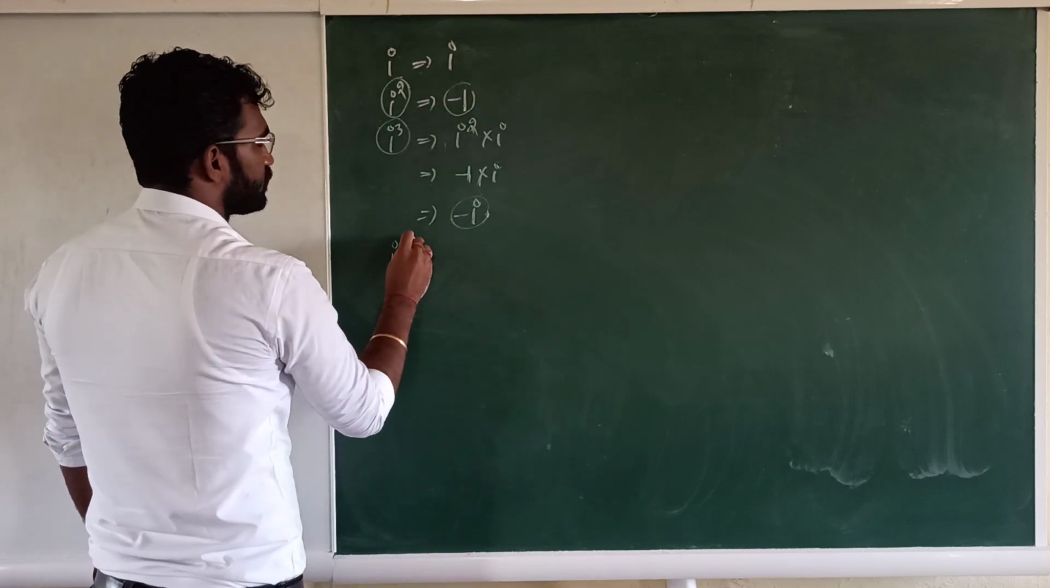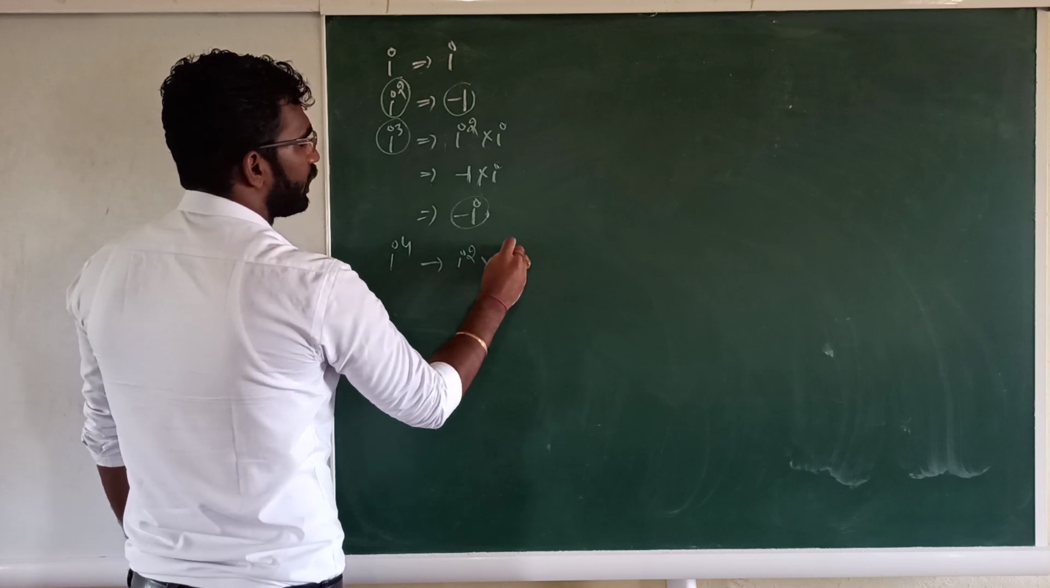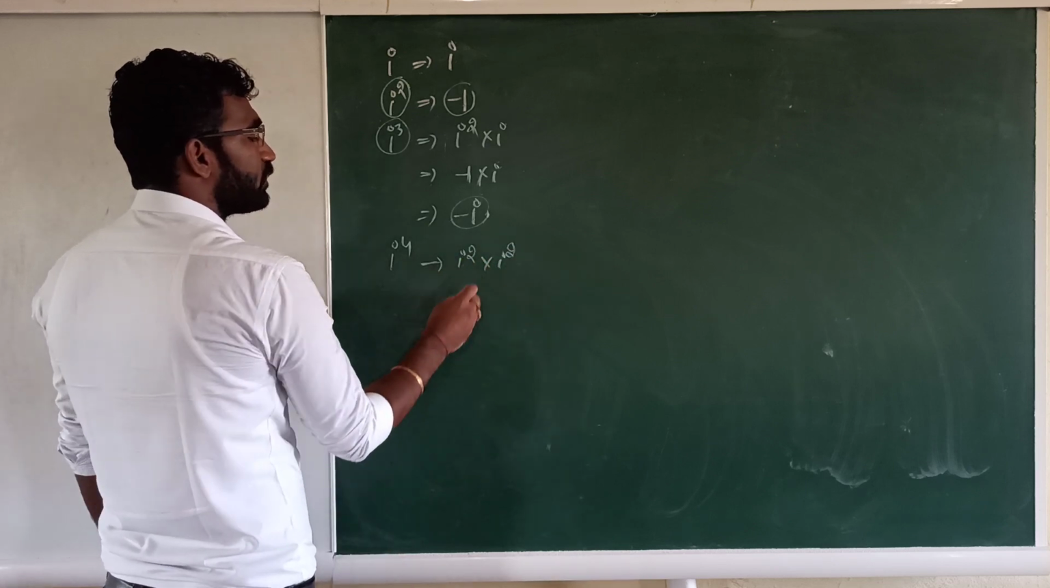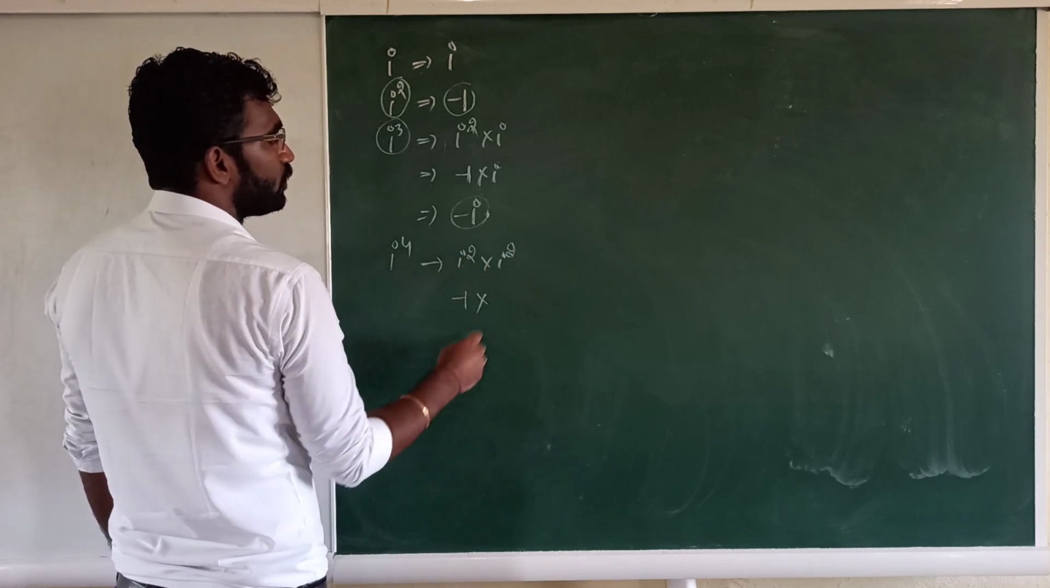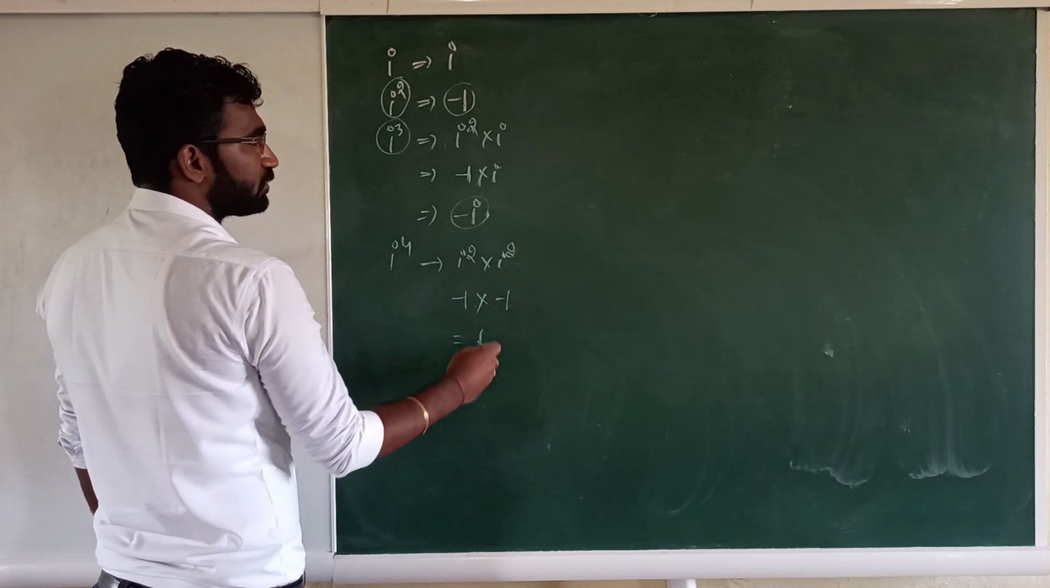If it is i raised to 4, how can you write it? You can write it as i square into i square. Therefore i square value is minus 1, into i square value is minus 1. Minus 1 into minus 1 is plus 1, right?